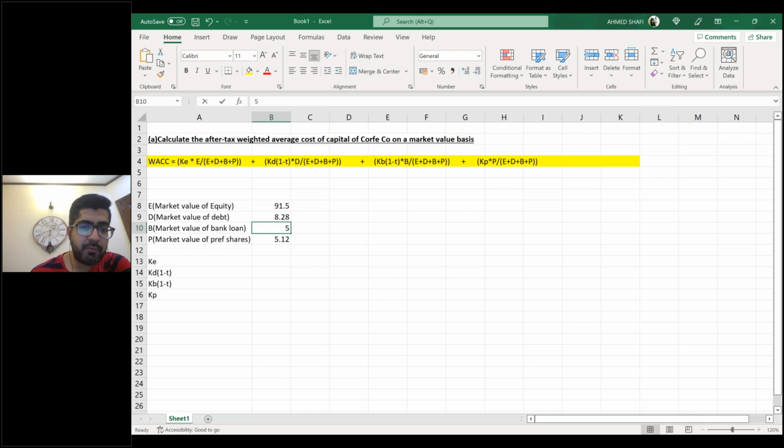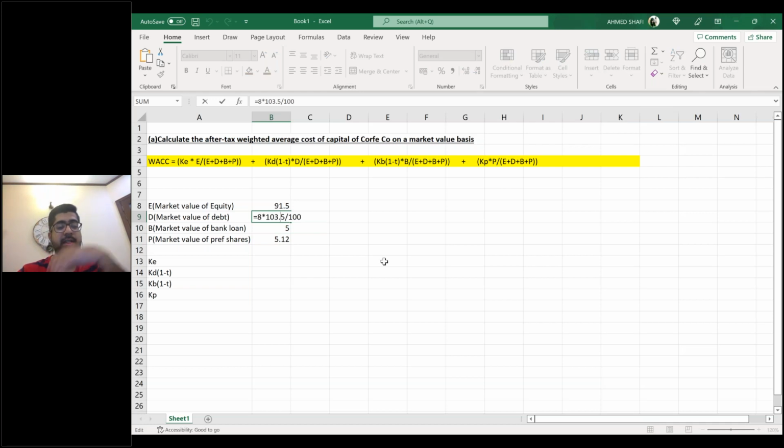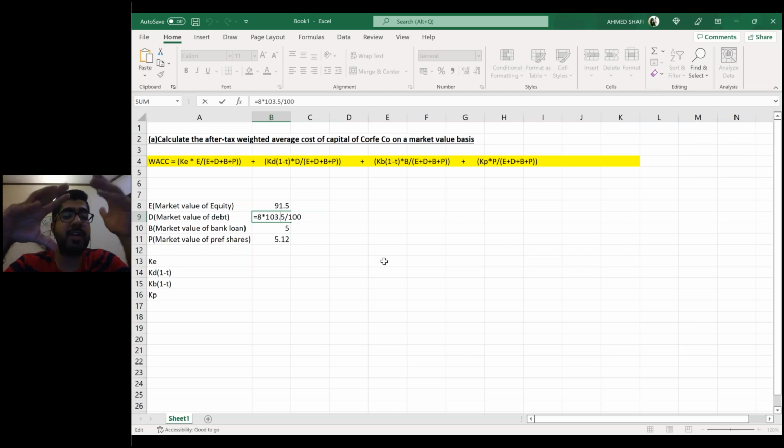B is the market value of bank loan. It would remain the same as the balance sheet value. And this is the market value of debt. See, in the balance sheet, debts have a value of 8 million. They are trading at 103.5. The 100 nominal value loan note has a market price of 103.5. That means it's trading at 3.5% extra. So I increased this 8 million by 3.5% extra. Had it been said it's trading at 105 per 100, that means 5% extra, I would have increased by 5%.